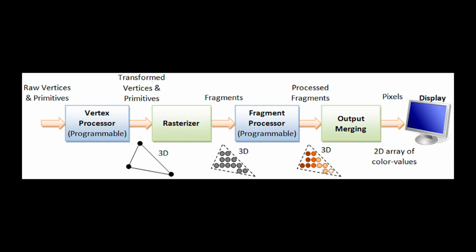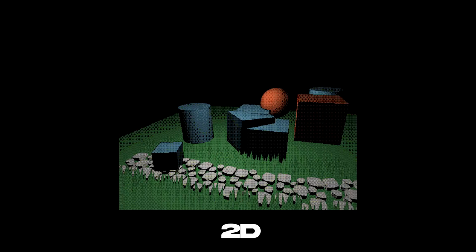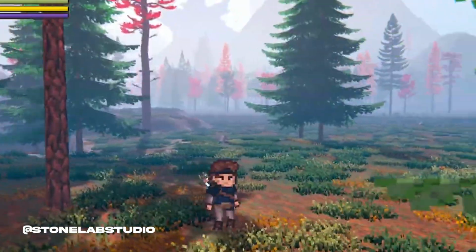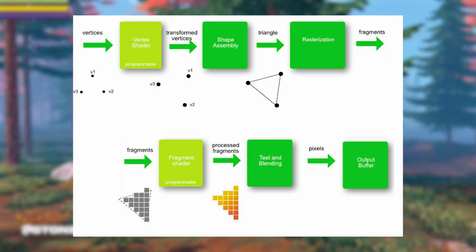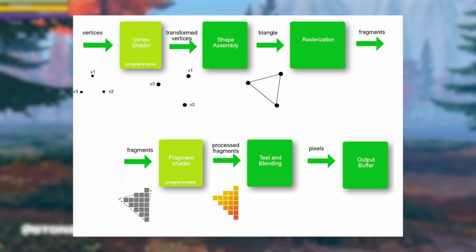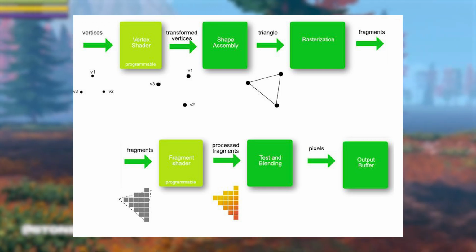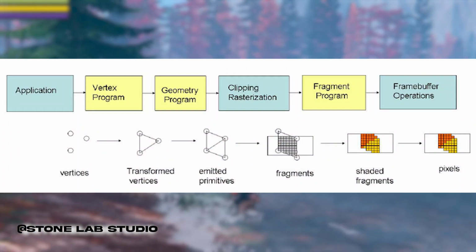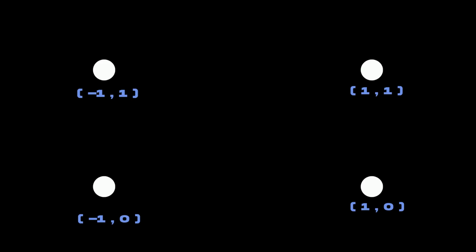Now let me explain the graphics pipeline. This is the process that transforms a 3D object into pixels that you see on your screen. The pipeline includes several stages: vertex processing, shape assembly, rasterization, fragment processing, and per-fragment operations. First, we have the vertex processor. Here, each vertex position and attributes like color and texture coordinates are processed. Think of vertices as the corners of your 3D object. For example, if we have 4 vertices, we label them as 1, 2, 3, and 4.